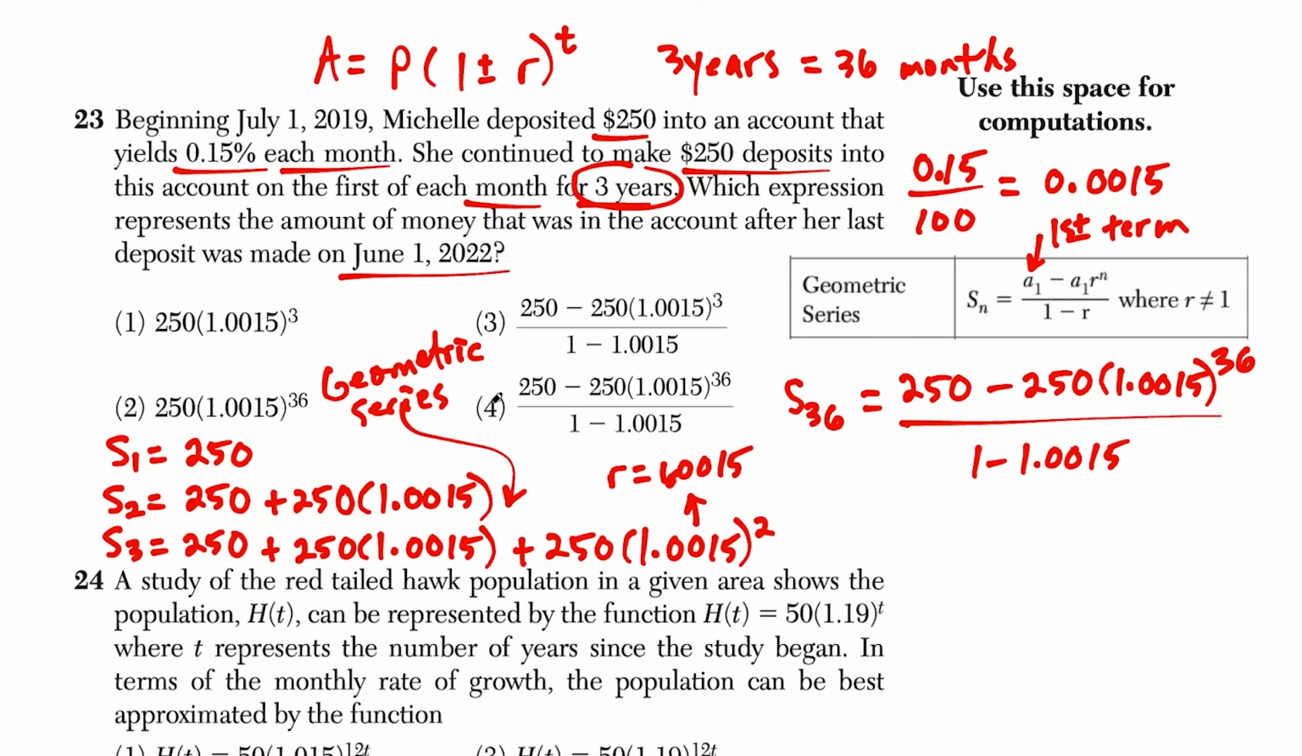So we look here and we could see that this is going to match up with choice 4. The problem with choice 3 is that the power is all off, that they left the power in terms of years. But remember, Michelle is depositing this money each month, so we have to count it by months. So 36 months goes by when 3 years goes by. Choice 4 is definitely our answer.